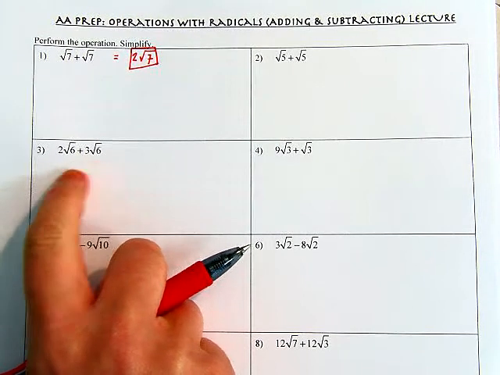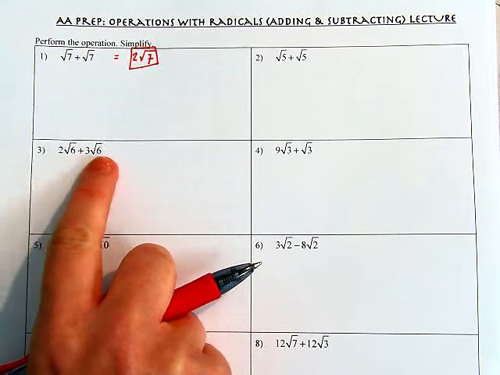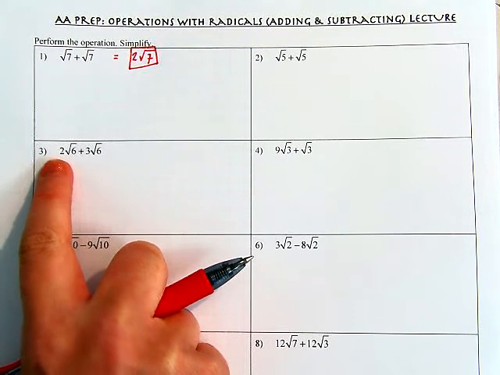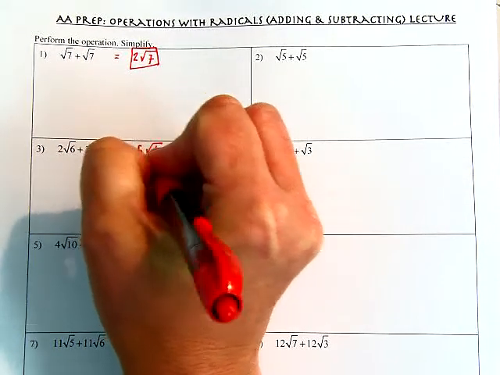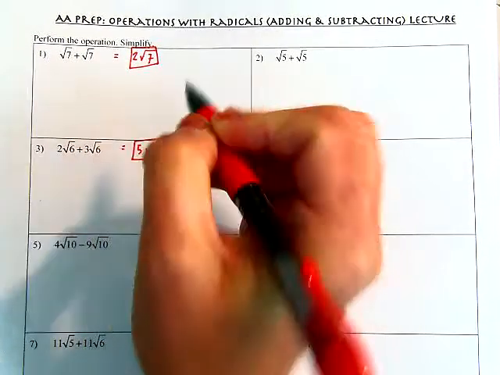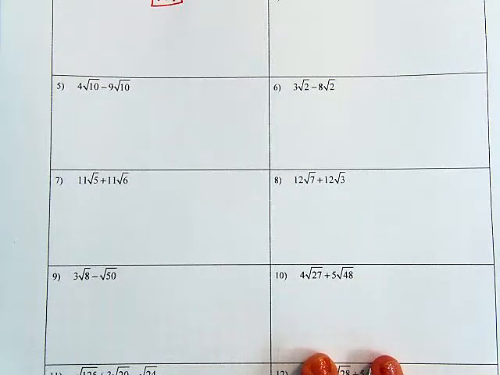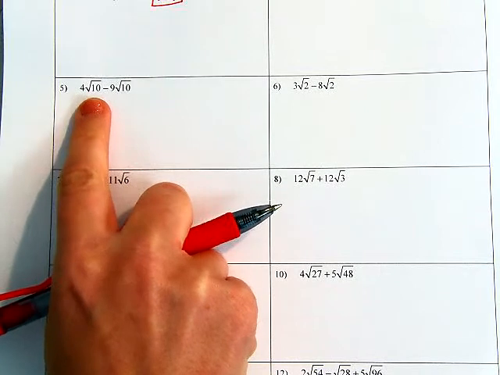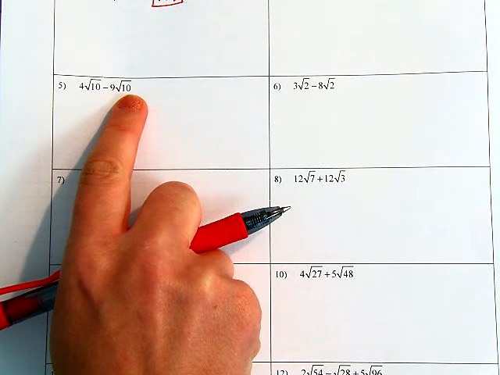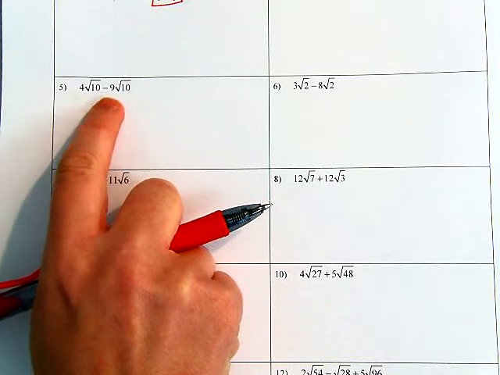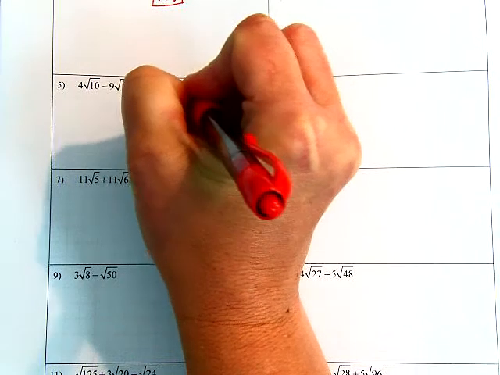So in my next one, in 3, 2 square root 6 plus 3 square root 6, those radicands match. They're both 6. So I can add the 2 and the 3. I have 5 square root 6. Okay, looking at my next one, let me just slide up a little bit. So if I look at problem 5, here I have 4 square root 10 minus 9 square root 10. So again, the radicands, they match. They're both the square root of 10. So I can say 4 minus 9 gets me a negative 5. So negative 5 square root 10.